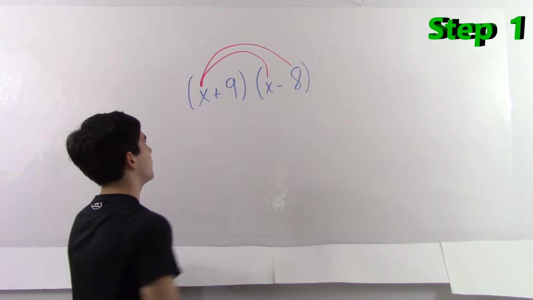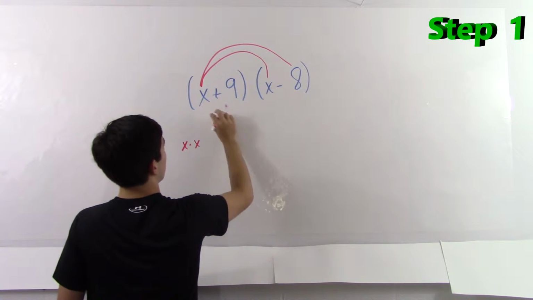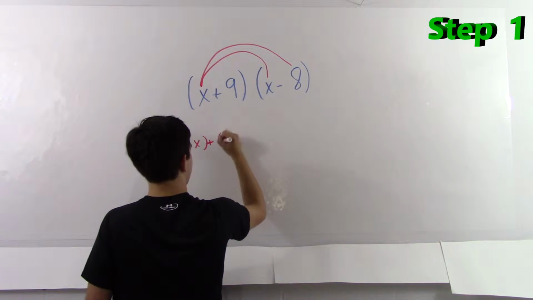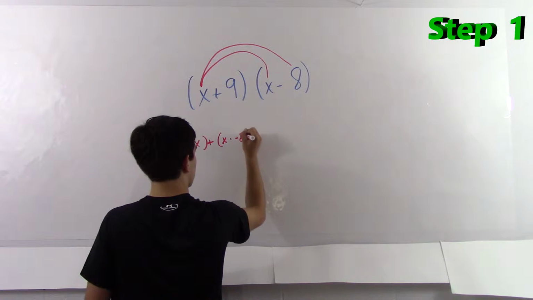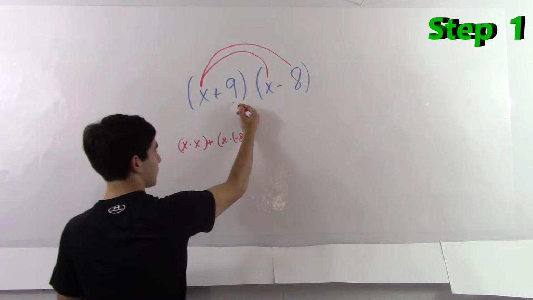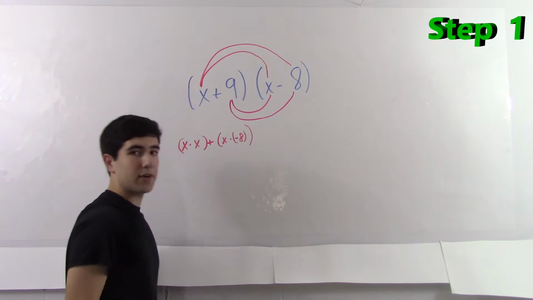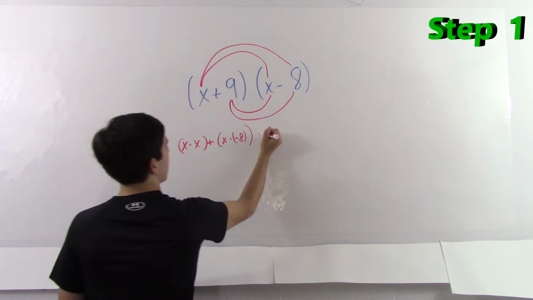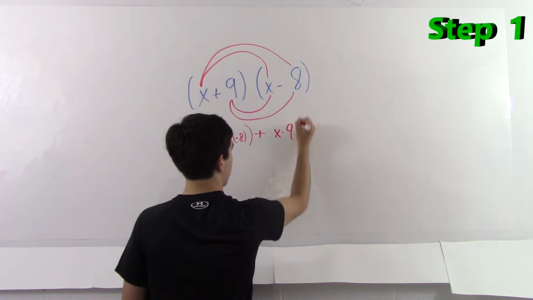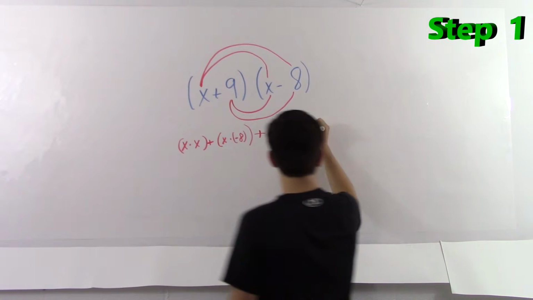of the other binomial. So x times x plus x times negative 8. Then you would take the second term in your first binomial and distribute it to each term in your second binomial. So, x times 9 and 9 times negative 8.